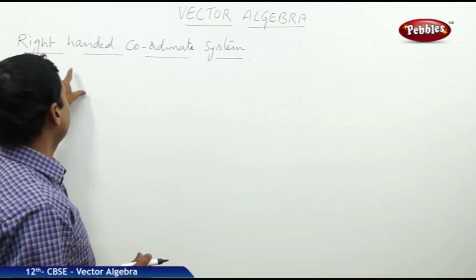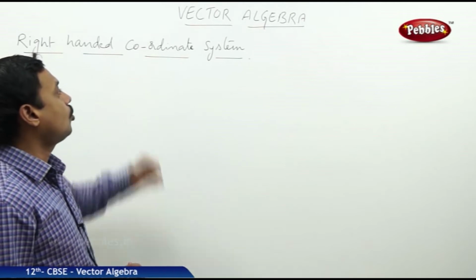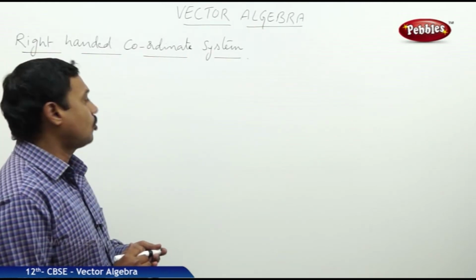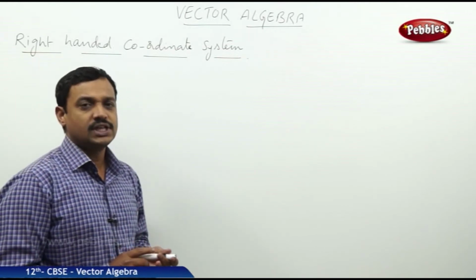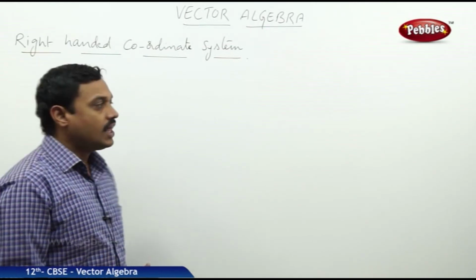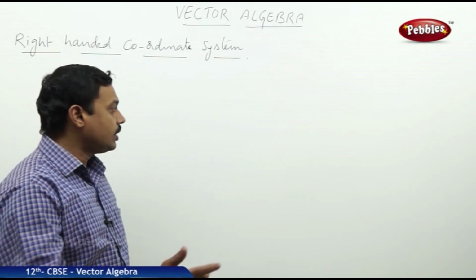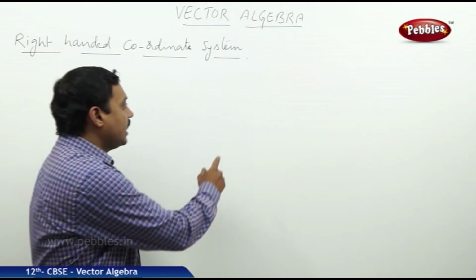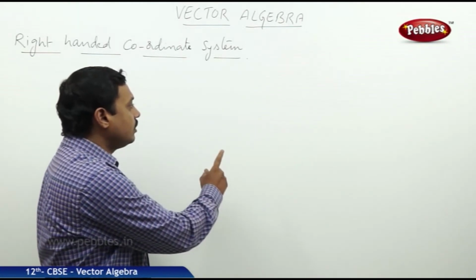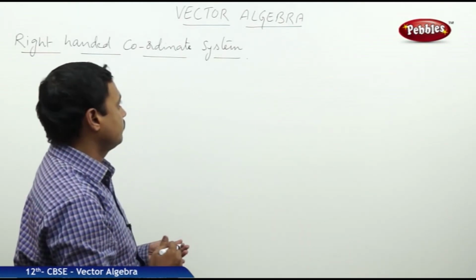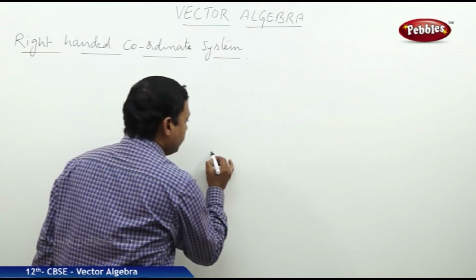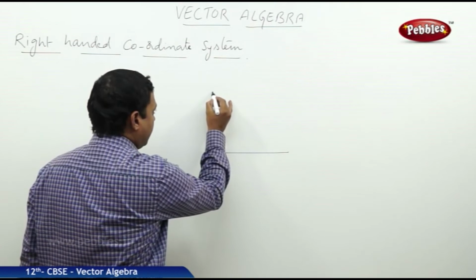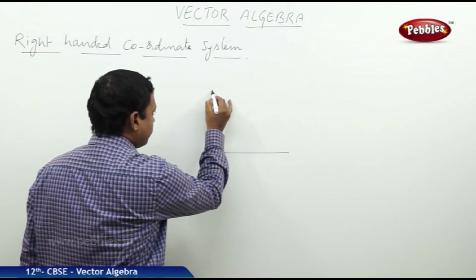The next interesting topic: the right-handed coordinate system. What is the right-handed coordinate system? When the x-axis is rotated towards the y-axis, then a direction is defined towards the z-axis. For example, this is the x-axis and y-axis.